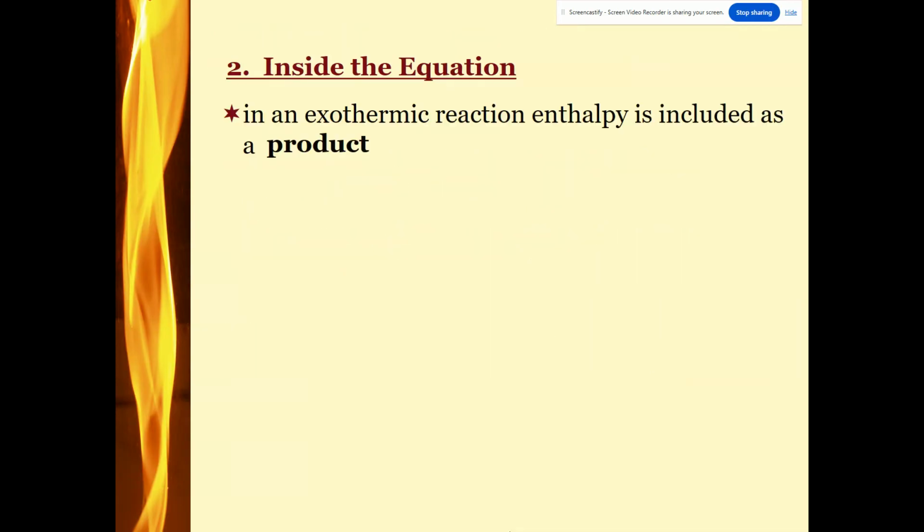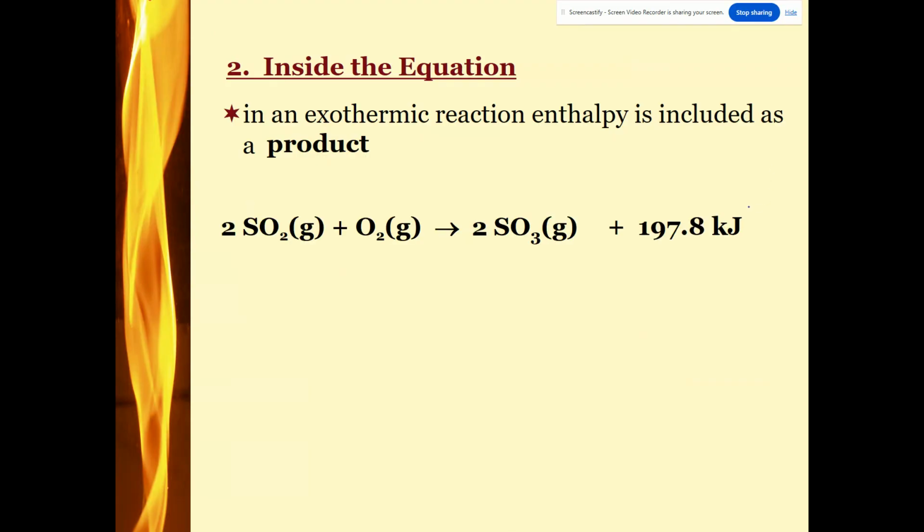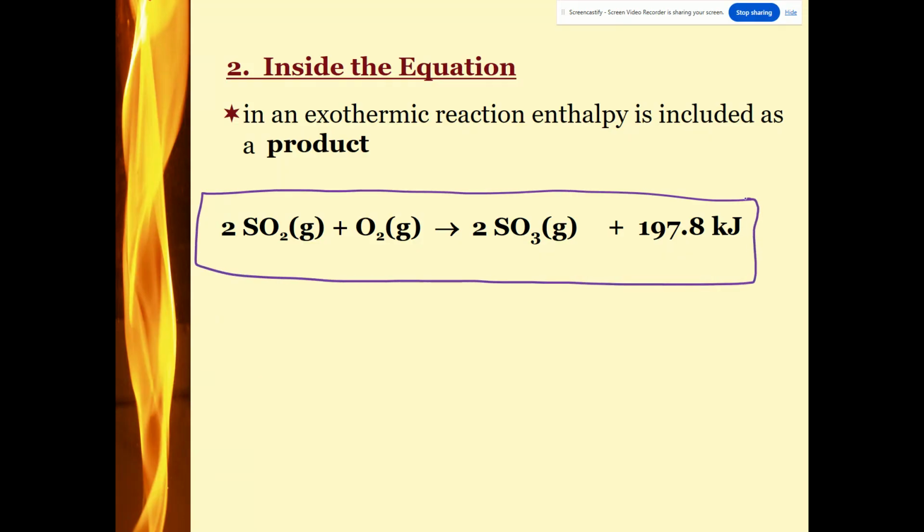Next, we can write it as a term inside the equation, and we already looked at this in the cellular respiration and the combustion reaction. Energy will be included as a product. So when you write the reaction, this is actually all one big combined equation, okay? The sulfur dioxide and oxygen making sulfur trioxide also produces 197.8 kilojoules of energy. Now remember, when you're looking at a reaction, everything on the left are the reactants, and everything on the right are your products.